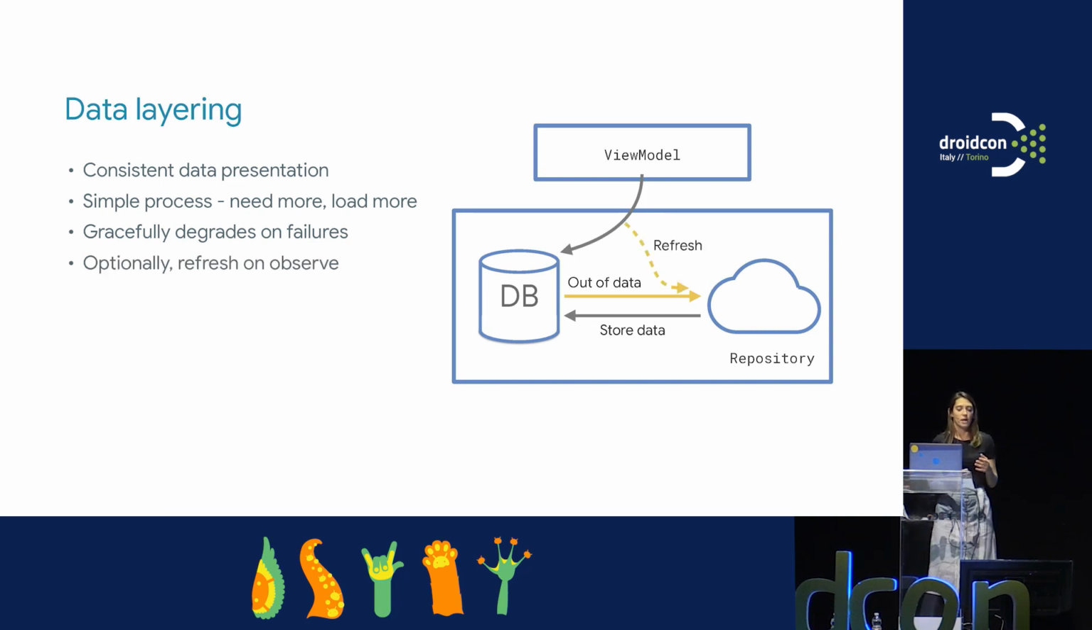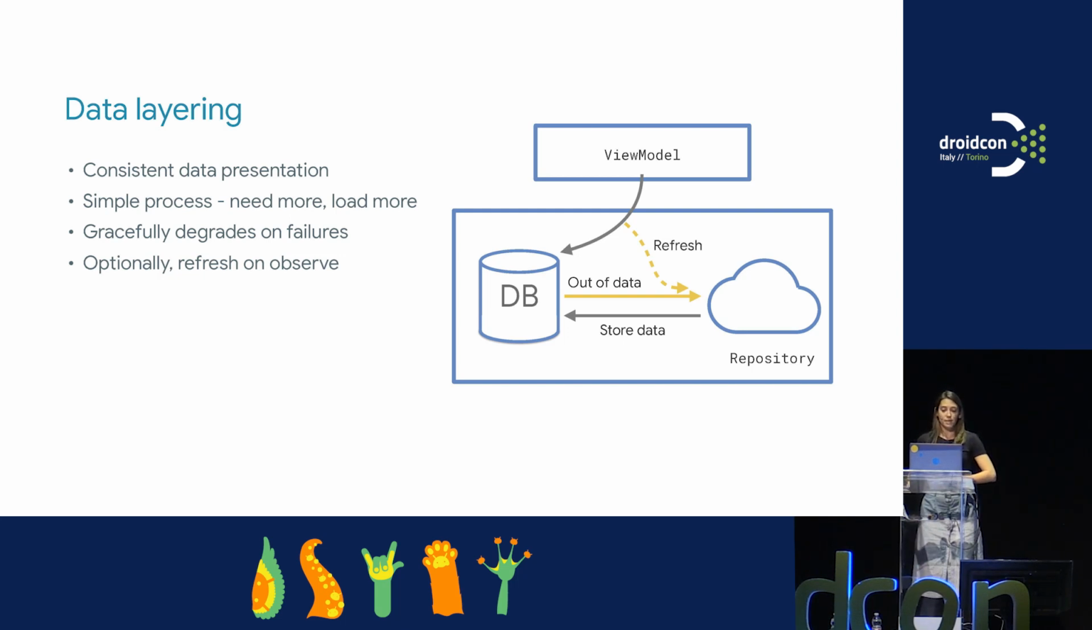And then it also allows us to more easily create mechanisms to handle data failures. If we're out of data, we can just get data. If we couldn't get the data, then we can decide what to do, when to retry, and so on. And then, optionally, whenever we are observing a live data, we can also trigger a refresh to the network. So it gives us this extra flexibility.